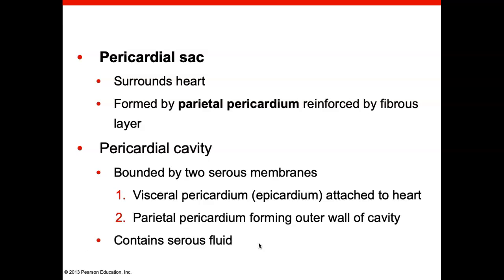Surrounding the heart is a pericardial sac. It is formed by the parietal pericardium. There is a pericardial cavity between the two pericardia. The visceral pericardium is right on the heart, and then outside that is the parietal pericardium, and between the two will be serous fluid.